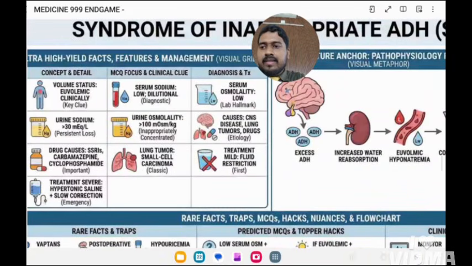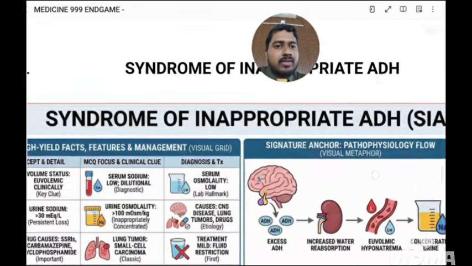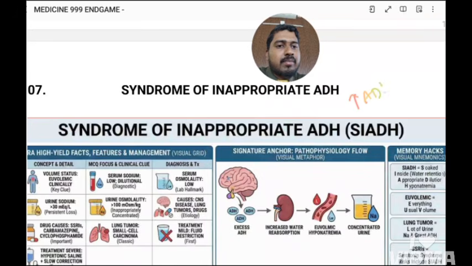In SIADH, it is not decreased ADH, it is increased ADH. Inappropriate hypersecretion of ADH, that is the meaning of this. When there are increased ADH levels, there is increased antidiuresis, which means diuresis won't happen, as a result of which there will be decreased diuresis, and urine formation is less. So we have decreased urine formation. So what happens here?